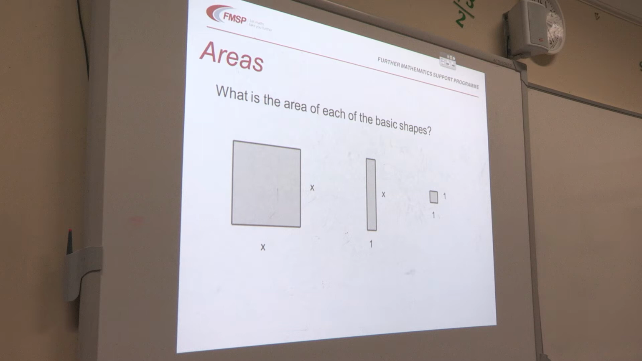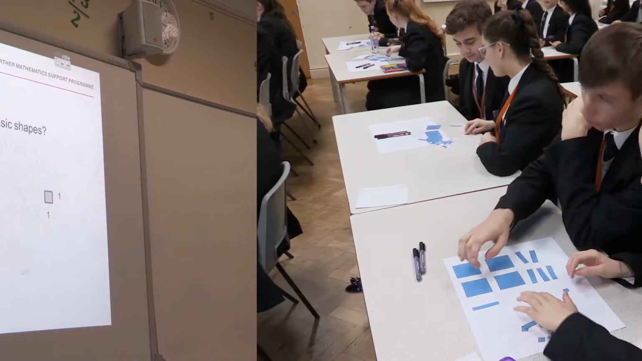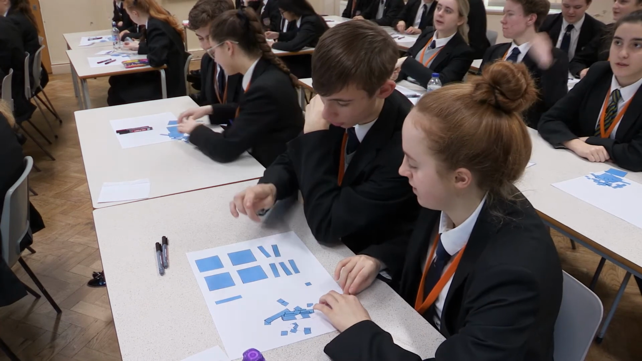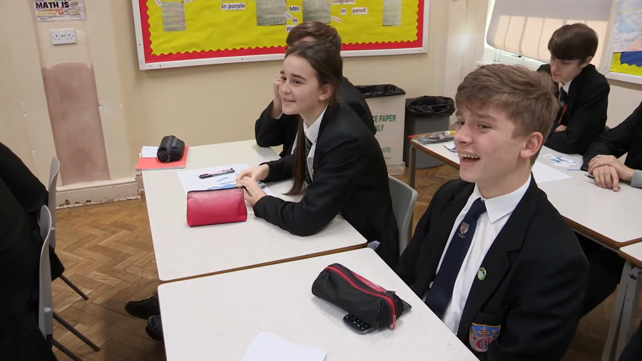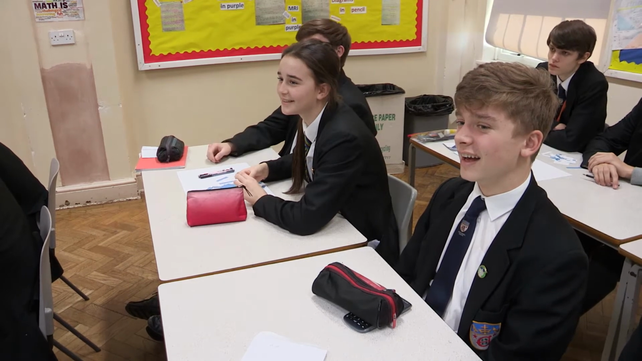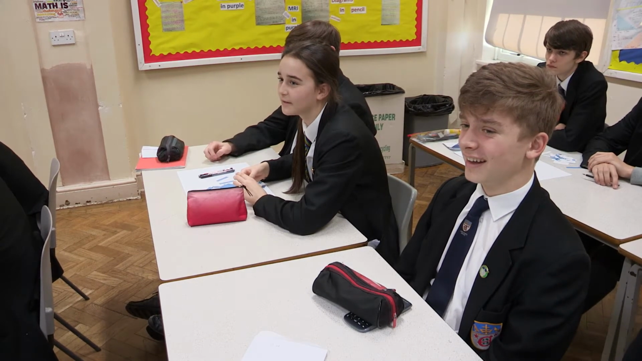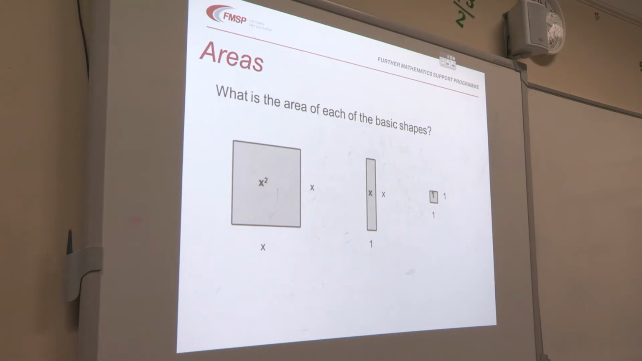If I say that the longer length is x and that the shorter length is 1, talk to the person next to you, just tell each other what the areas are. X squared, x, 1. What are the 3 areas that we're looking at? Is the first one x squared? Okay. And then the second one x. It is, yeah. And then the third one 1.